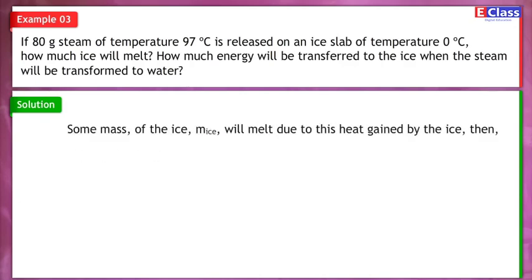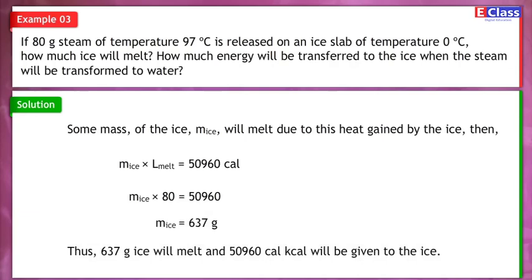Some mass of the ice, m ice, will melt due to this heat gained by the ice. Then m ice × L melt = 50960 cal. m ice × 80 = 50960. m ice = 637 g. Thus, 637 g of ice will melt and 50960 cal will be given to the ice.